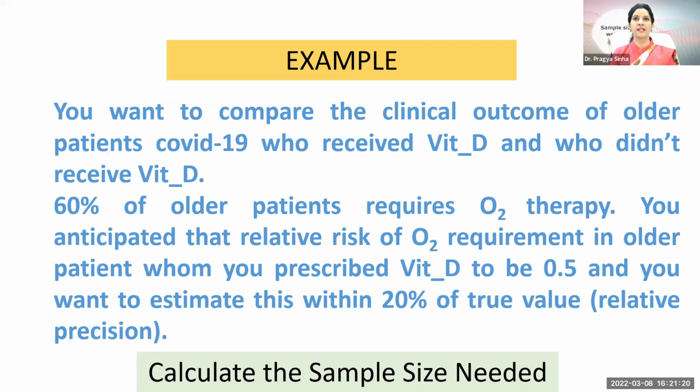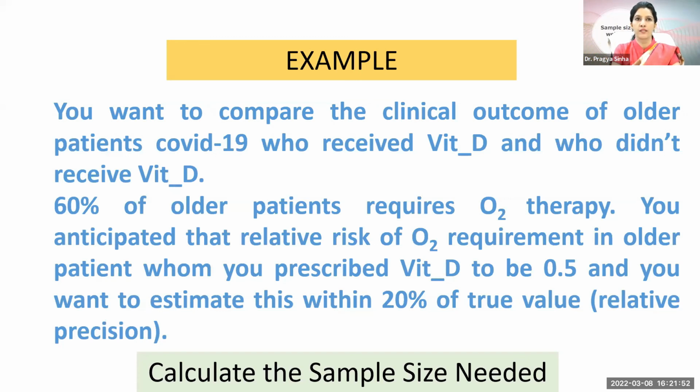So in this case, the exposure was vitamin D. All those people who received vitamin D, you have followed them up for the development of the oxygen requirement. So the vitamin D was the exposure and the outcome was the oxygen requirement. And you assume that 60% of the older patients required oxygen therapy, and you anticipated that the relative risk in older patients whom you prescribe vitamin D will be 0.5.